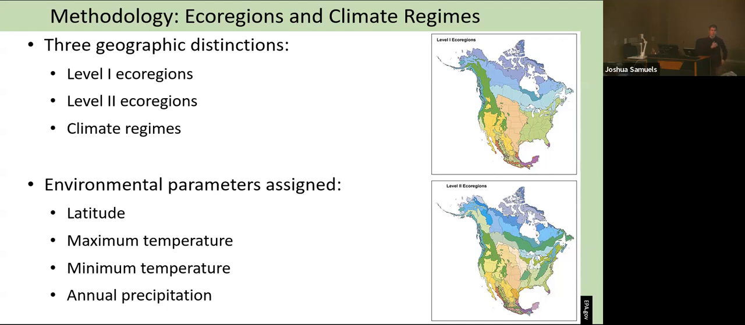We had level 1 ecoregions, level 2 ecoregions. Ecoregions are EPA-designated sort of biomes, areas of similar biome, climate, and geology. Level 2 nests within level 1, so they're just more specific. And then climate regions, and these are broad categories of temperate, cold, arid, and subtropical that just reflect things like temperature and precipitation. I also collected data for every site: the latitude, maximum temperature, minimum temperature, and annual precipitation to get an idea of what that specific community is, what the conditions there are.